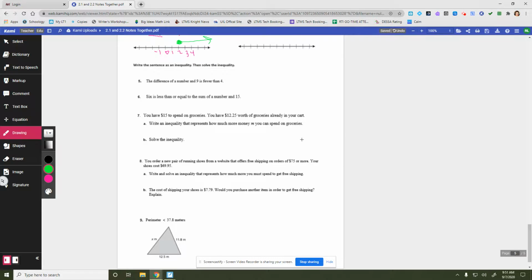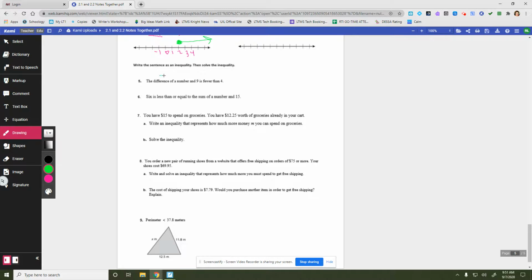Let's go on to just finish this up. We're going to do 5 and 6, and then we're going to leave these word problems for our time together when we're live. Okay, so let's talk about the difference of a number and 9 is fewer than 4. So first, this is a word problem. So first we have to write the inequality that represents this, and then we'll solve it. It doesn't say to graph, so we'll save ourselves a little bit of time and not worry about graphing it. Okay, so let's translate things.